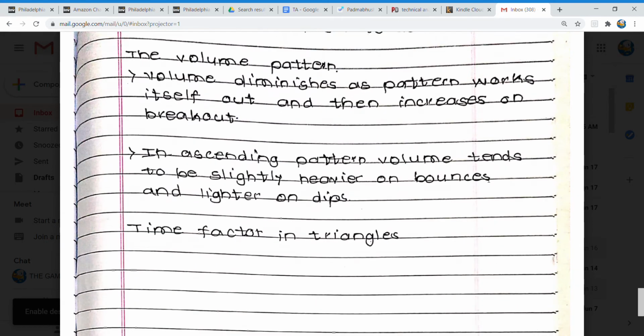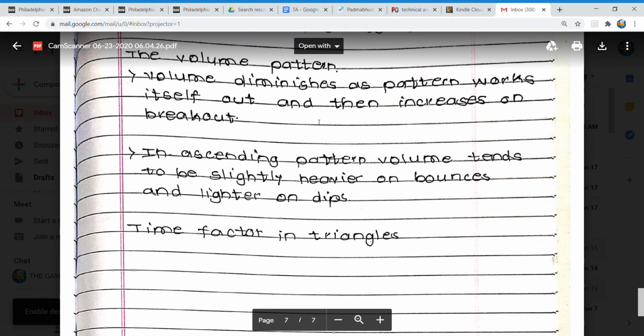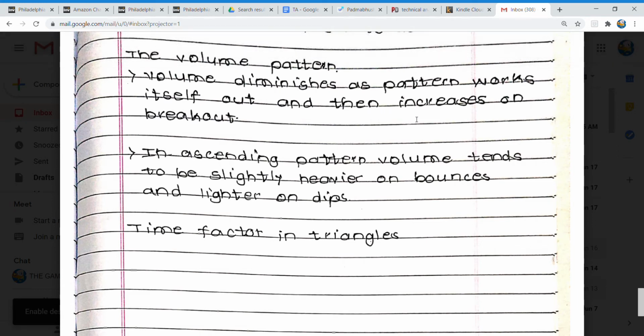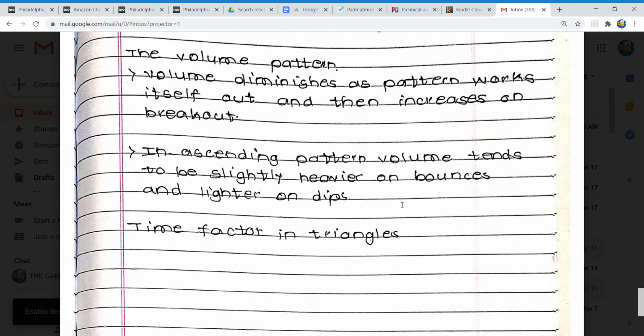The volume pattern. Volume diminishes as the pattern works itself out and then increases on breakout. So it is the same as the symmetrical triangle. Then in an ascending pattern, volume tends to be slightly heavier on bounces and lighter on dips. So, same as the symmetrical triangle.